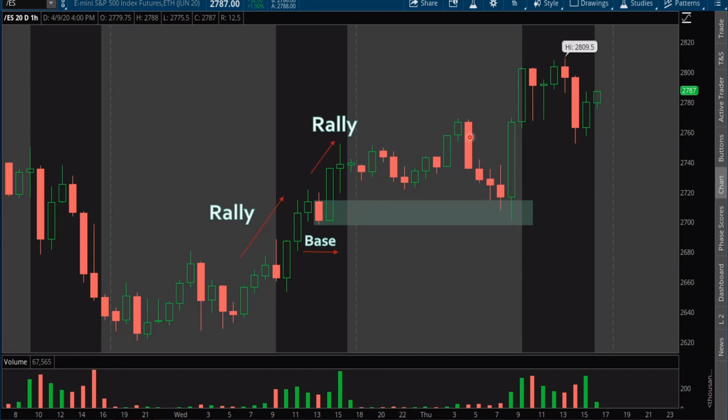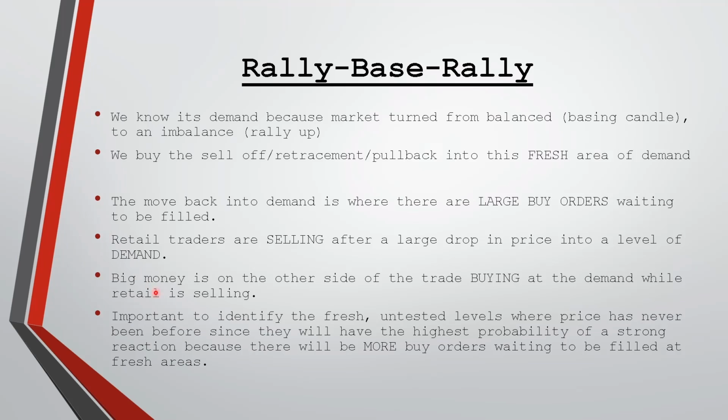So we have this massive sell-off right here. Well, not massive, but a decent sell-off right here. And this sell-off is right into an area of demand. So retail is selling short, providing liquidity for more longs to get in right here, because for every buy order, there has to be a sell order. So big money is on the other side of the trade, buying at the demand while retail is selling.